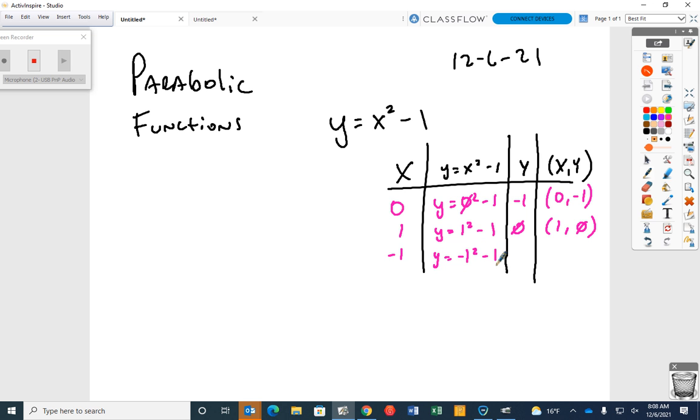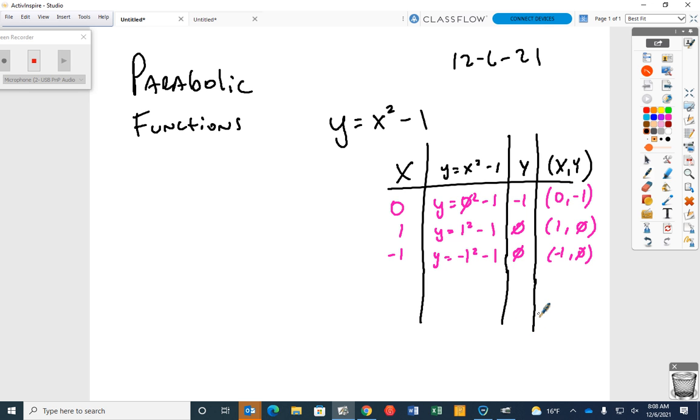Agreed? Now this one I have y equals negative 1 squared minus 1. Well, what's negative 1 squared? Don't say 2. Don't say negative 1. What's negative 1 squared? Negative 1 times negative 1 is 1. And 1 minus 1 is also what? 0. What do you notice about this? Your y values are the same. Remember, in a function, you cannot have the same y values, can you? Okay.